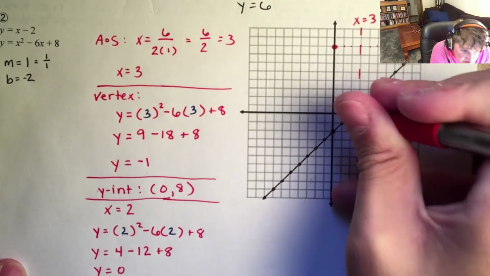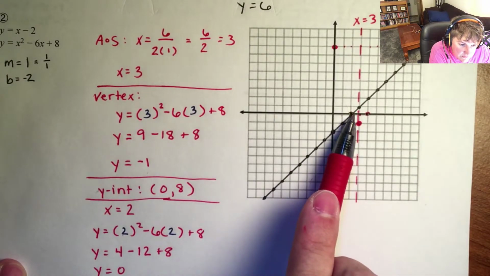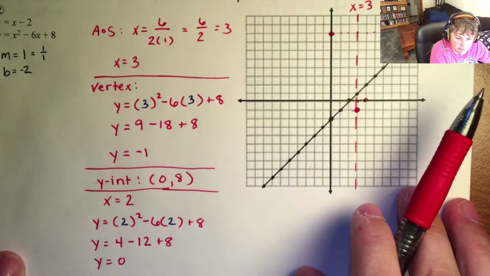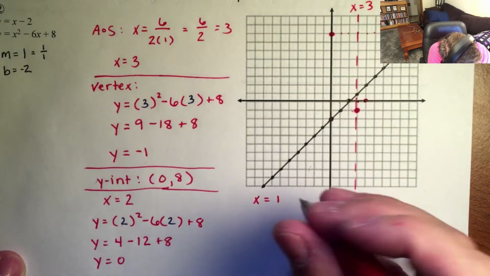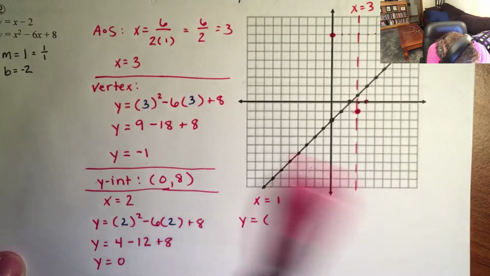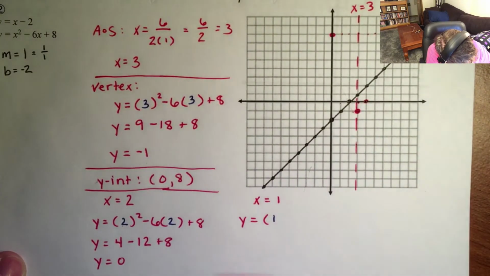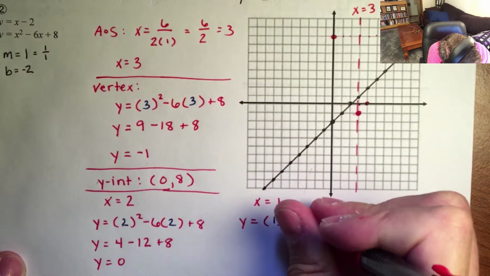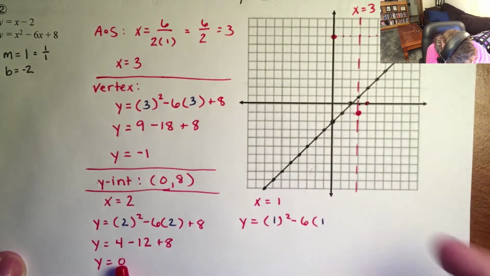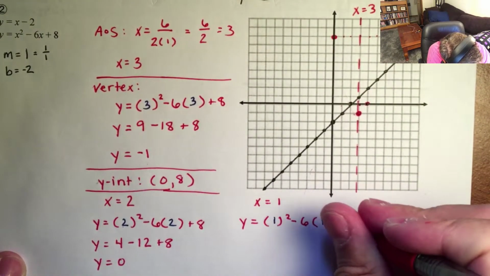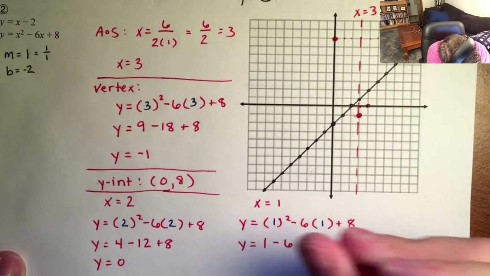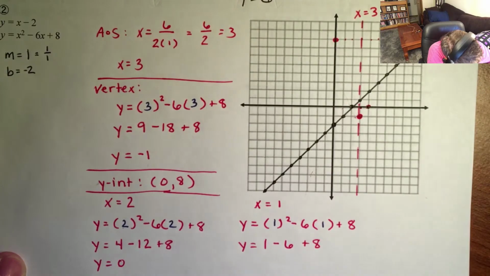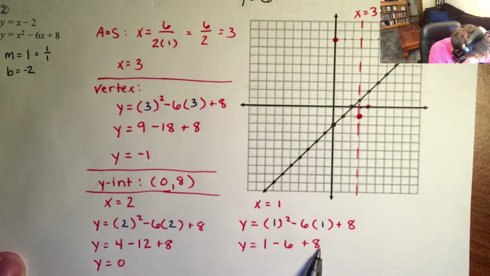Okay, so we already know this is going to be 1, 2, 0. Okay, there's my first intersection point. Let's go ahead and find the other one. Let's go ahead and pick when x is 1. Okay, so that means y is equal to 1 squared minus 6 times 1 plus 8. Y is equal to 1 squared is 1. Negative 6 times 1 is negative 6 plus 8. These add to 9, and then 9 minus 6 is 3.